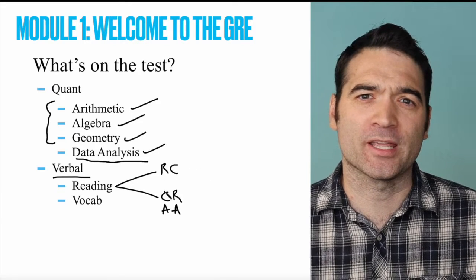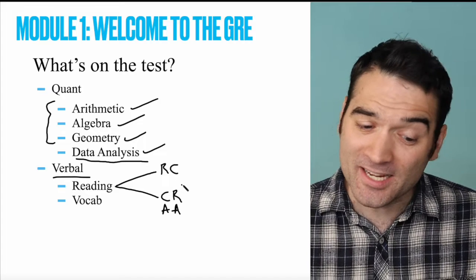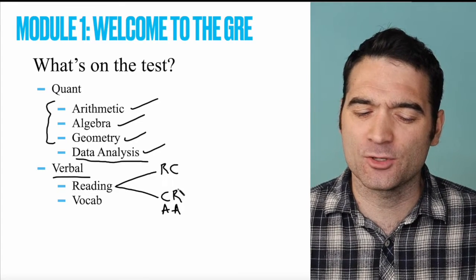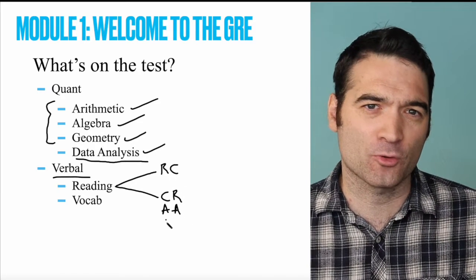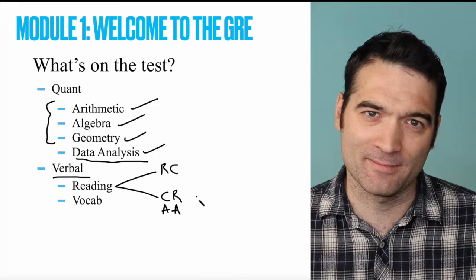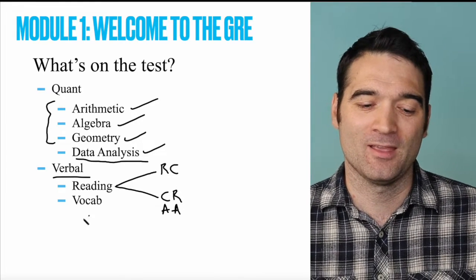On these questions, you're given an argument and asked to analyze its logic. Now, technically, ETS counts this as a reading question, but the strategies are so unique on critical reasoning questions that they really require their own moment in the spotlight. So for that reason, they're going to get a whole module in our course.